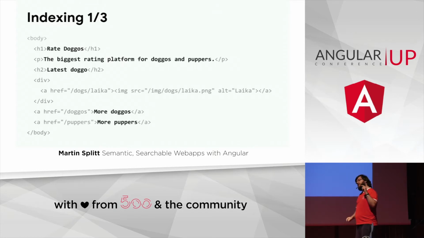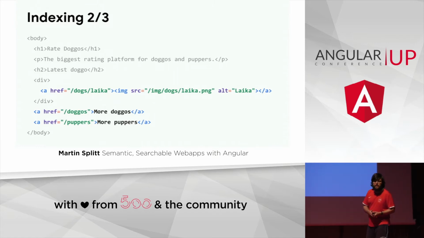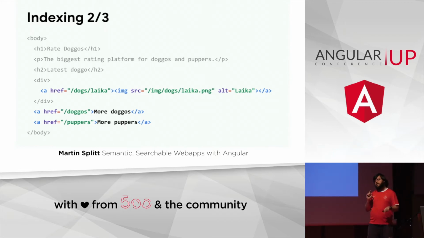So if I would now type in, I want to rate a doggo, then that would be a good result probably, right? Because the content looks like it might be interesting. Or if I'm looking for latest doggo ratings, then I'm actually also very well served here. And also we see there's an image of a dog called Leica, and there's a link to probably a page that describes this dog in more detail. So if I'm searching for doggo Leica rating, this page might actually be what I want to go for.